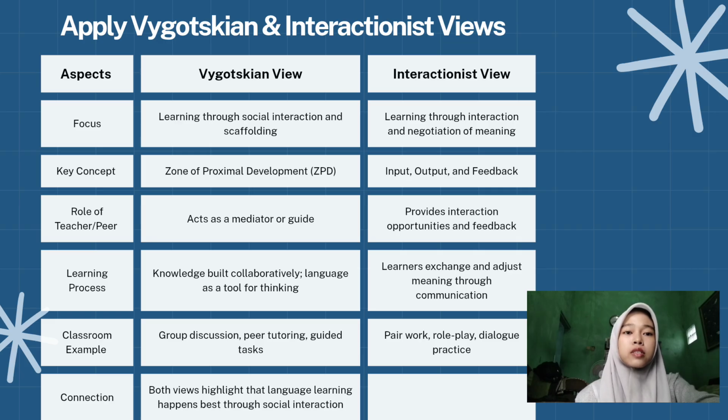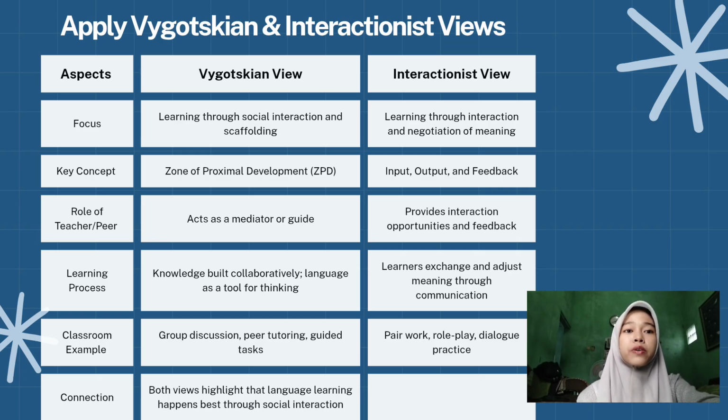And the next is classroom example. In the Vygotskian approach, we can use group discussion or peer tutoring, where students help each other with the teacher's guidance. And in the interactionist approach, we can use pair work, role play, or dialogue practice, where students learn through interaction and feedback.